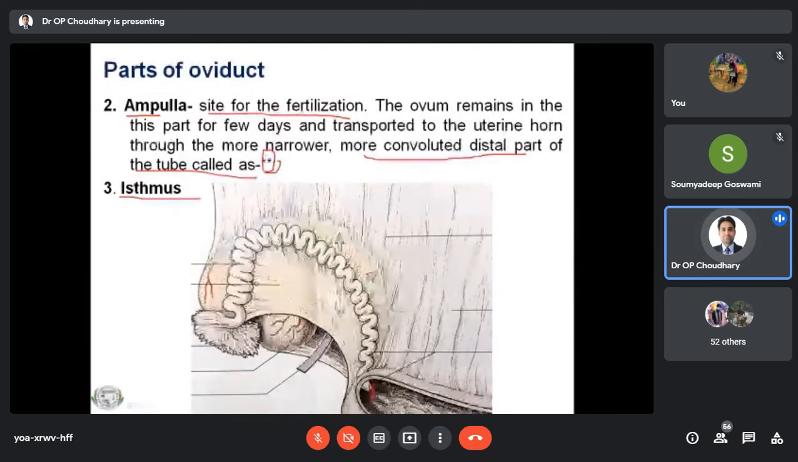And the last part is the isthmus. You can see here, this part is the isthmus, and this isthmus is connected with the uterine horn. So the fertilized ovum will go into the uterine horn, then there will be implantation and all.